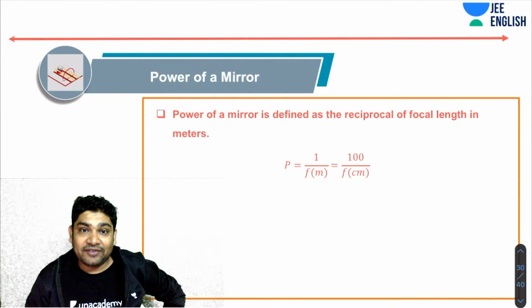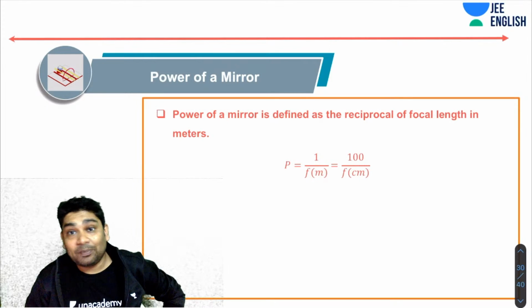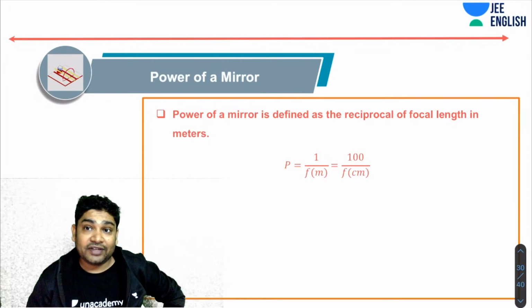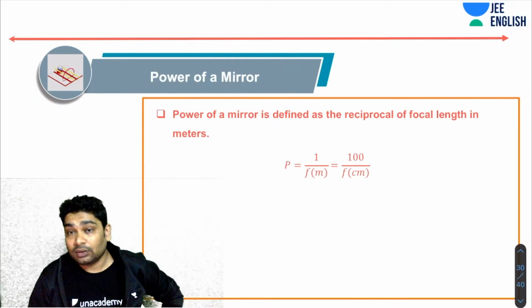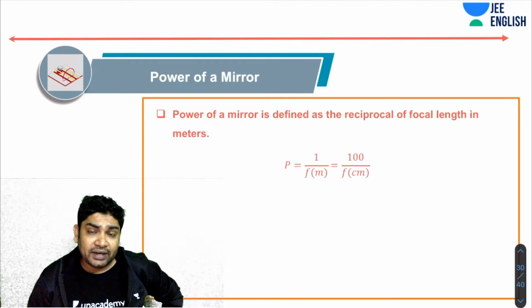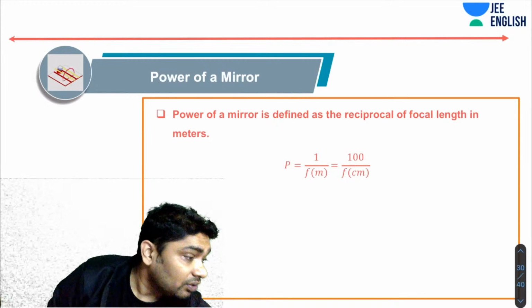Now we will talk about another term which is called power of a mirror. Power of a mirror is defined as the reciprocal of its focal length in meters. Please note. So what is essentially power of a mirror? Power of a mirror is basically telling you the converging ability. It is telling you the converging ability of a mirror.